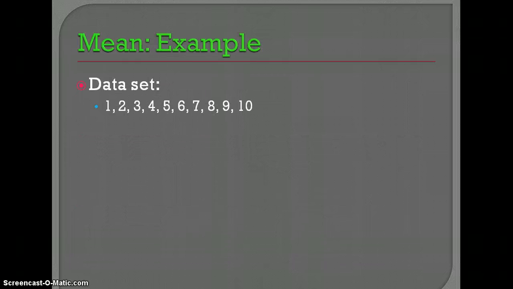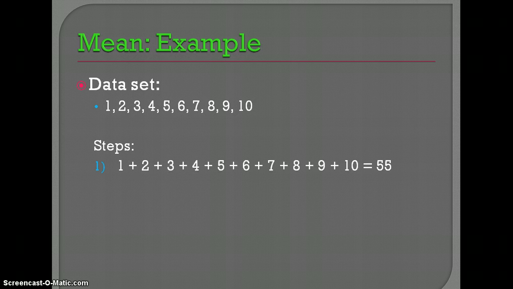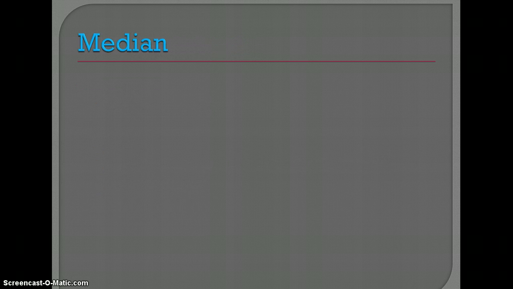An example. The data set shown here is 1, 2, 3, 4, 5, 6, 7, 8, 9, and 10. So for the steps, you first add up all those 10 numbers to get a total of 55. For step 2, since there's 10 numbers in the data set, you do 55 divided by 10 equaling 5.5. So your final answer is 5.5.